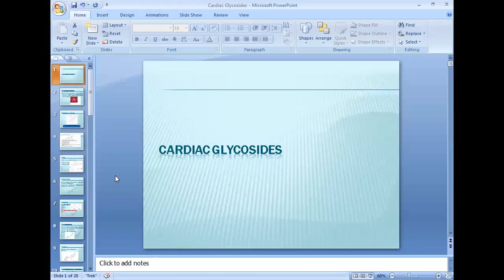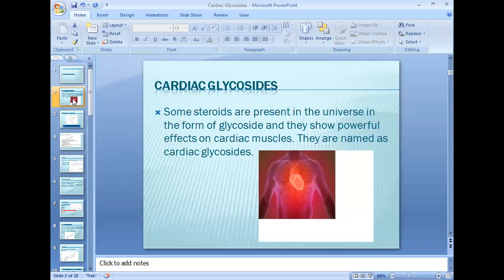In the last lecture, we studied different classes of steroid, and in detail we studied sterols and bile acids. In today's class, we have a topic, cardiac glycoside, which is another class of steroid. These steroids are present in nature in the form of glycosides, and they show powerful effects on the heart or cardiac muscles. That's why they are called cardiac glycosides.